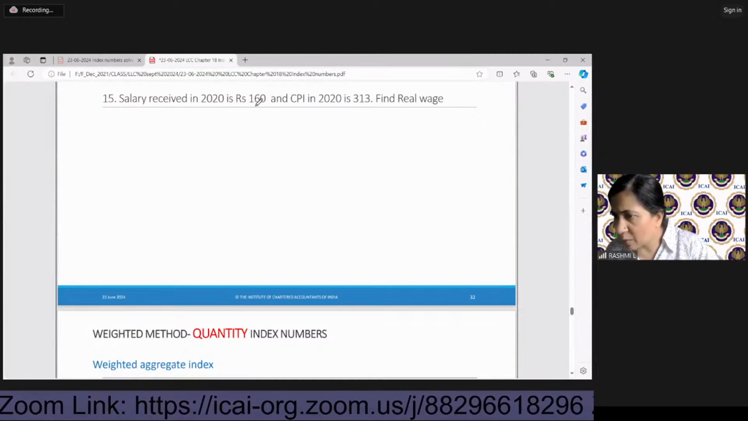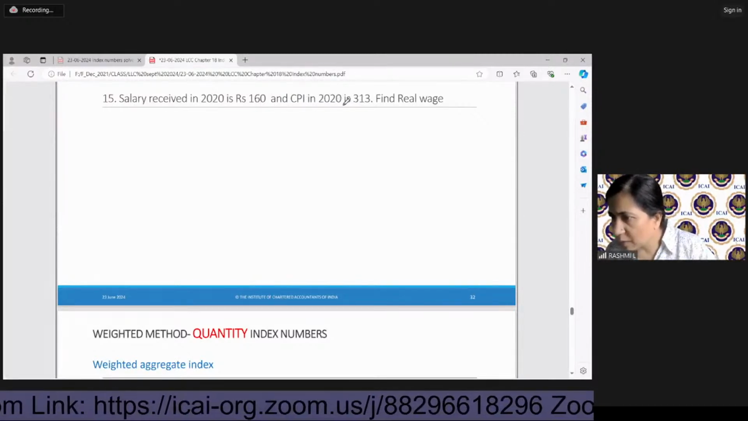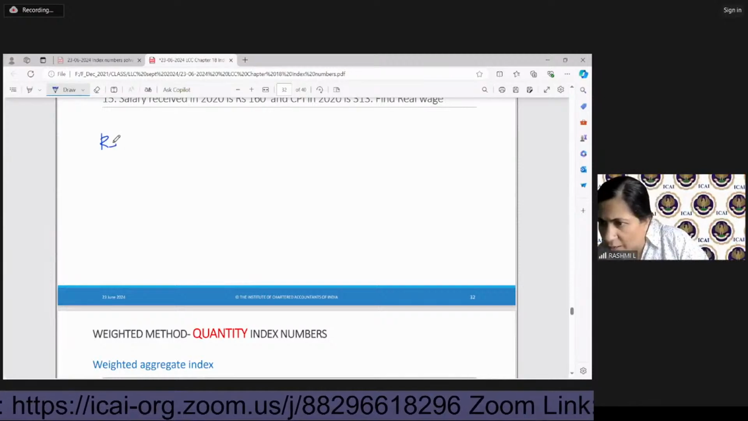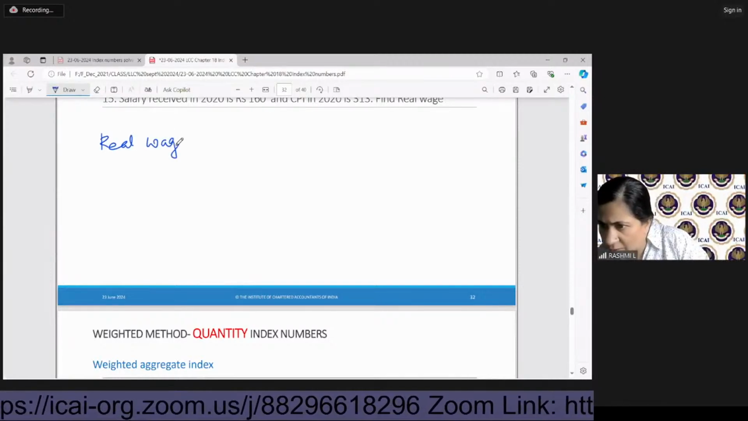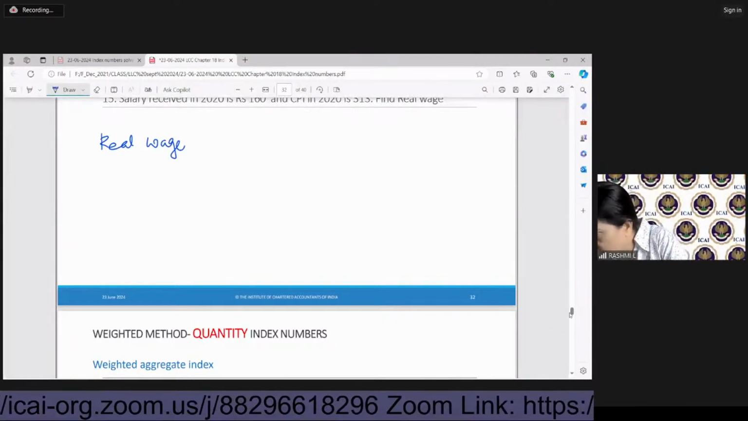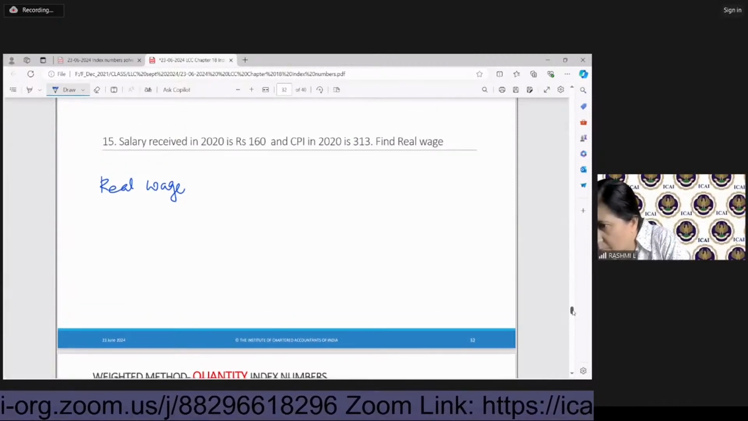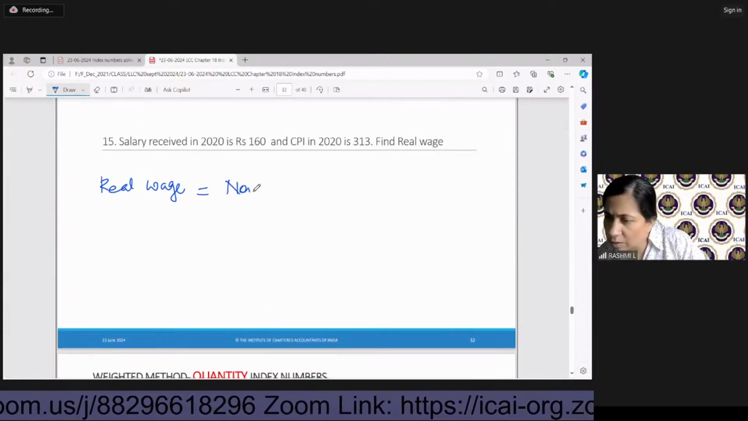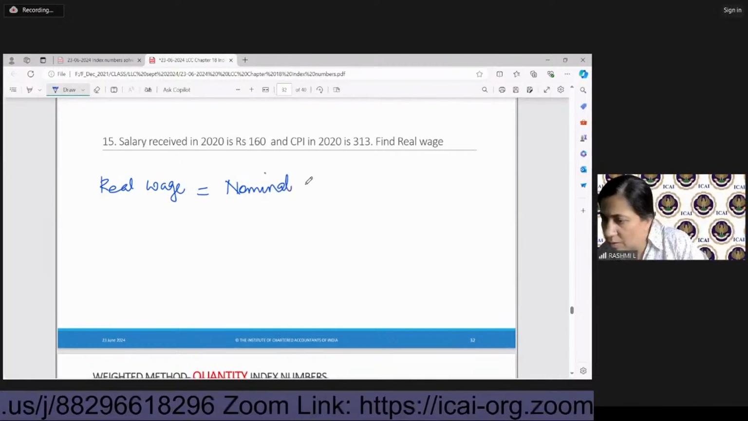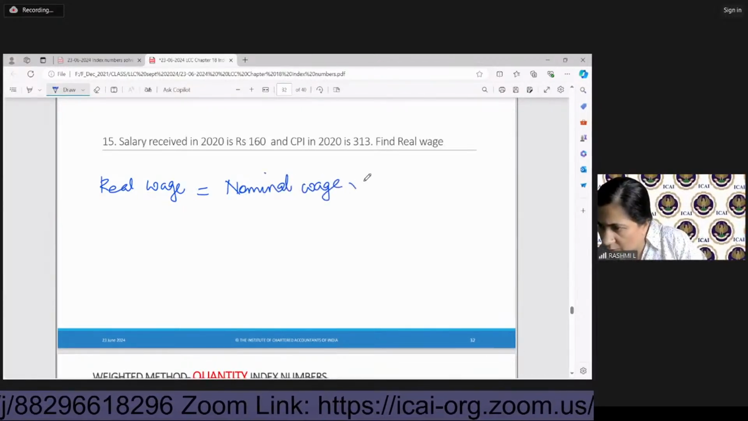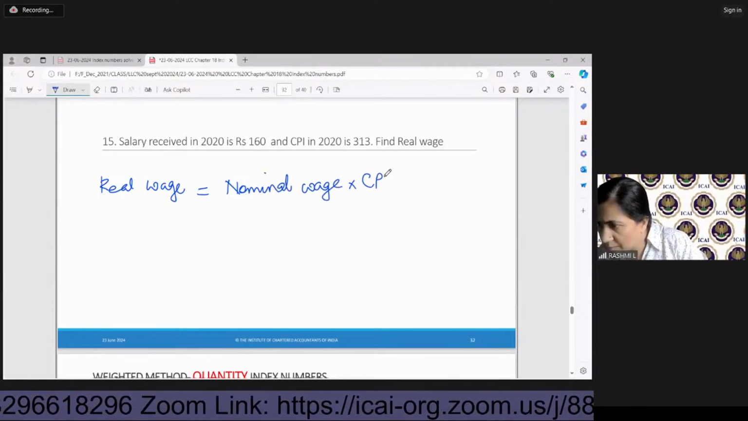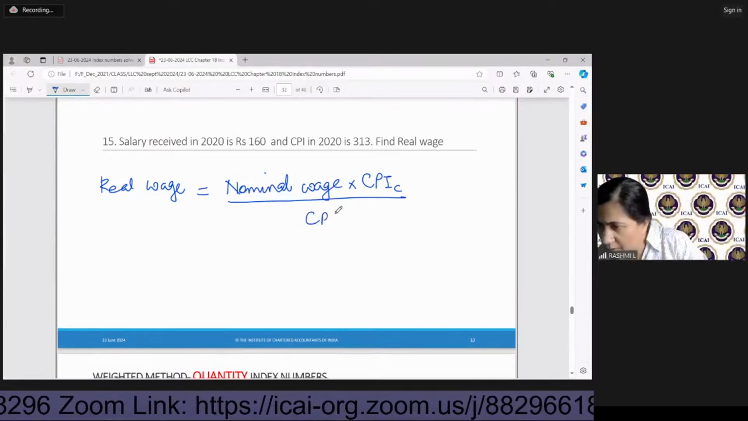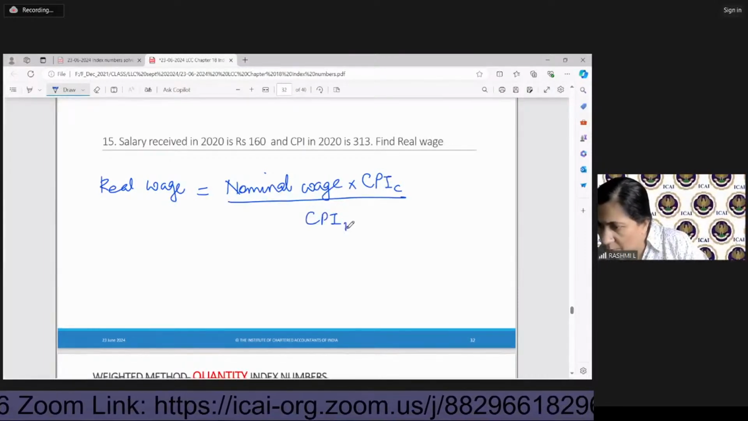Salary received in 2020 is 160. CPI in 2020 is 313. Find the real wage. Okay. Real wage is equal to nominal wage into CPI current year upon CPI base year.